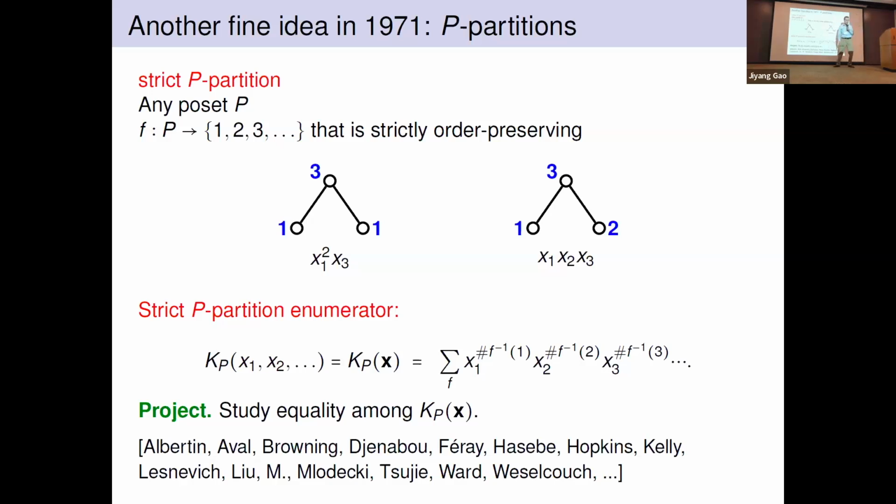according to the number of appearances of each number. We sum those up, we get the strict p-partition numerator. So we sum over all the p-partitions x1 to the number of ones, x2 to the number of twos, and so on. And the question is, what about the equality question in this setting?